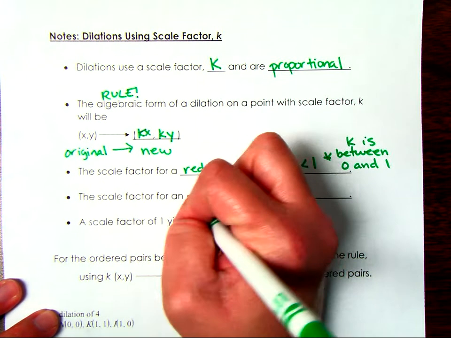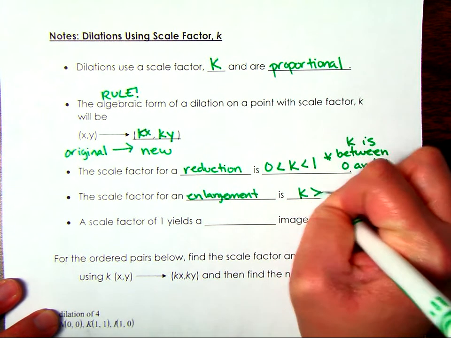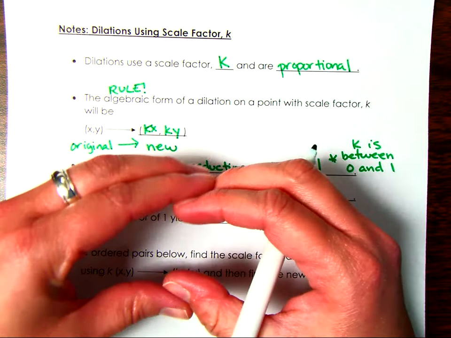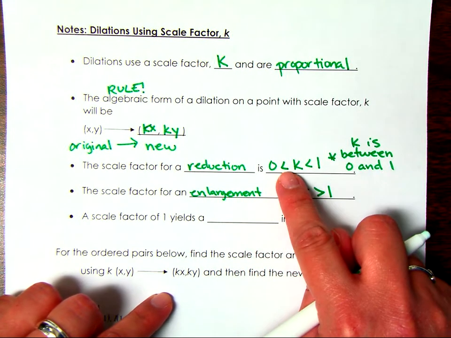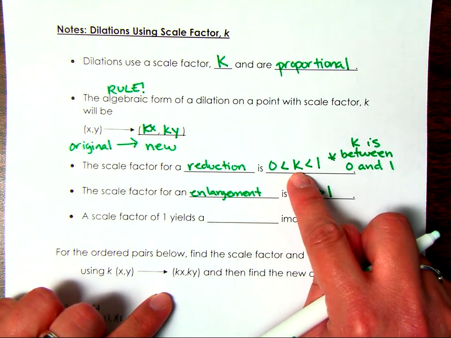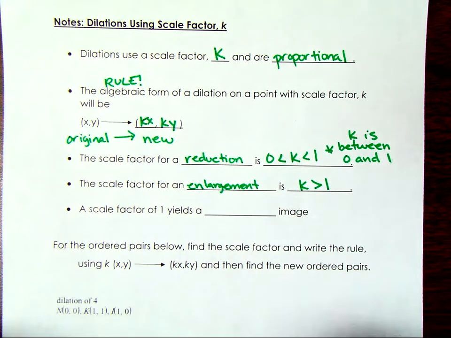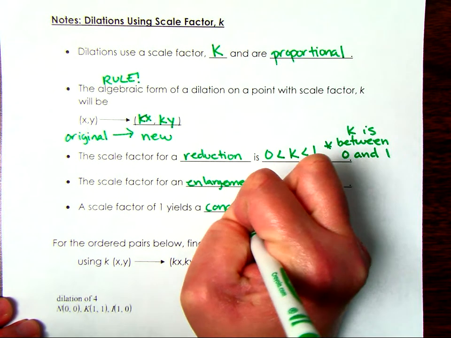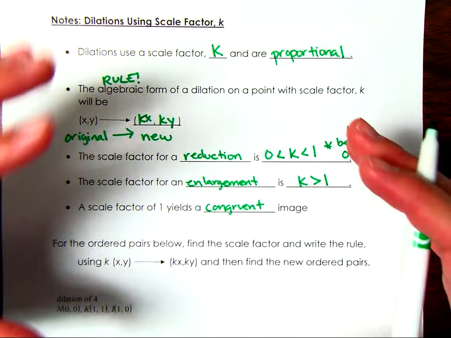The scale factor for an enlargement is when K is greater than 1, because if you multiply anything by a number bigger than 1, it's going to get bigger. If you multiply anything between 0 and 1, say 0.1, it's still greater than 0 and still less than 1, even 0.99 is in between there. So it's going to get smaller because it's not one whole group. A scale factor of 1 yields a congruent image. That means nothing was dilated. It didn't get smaller and it didn't get bigger.